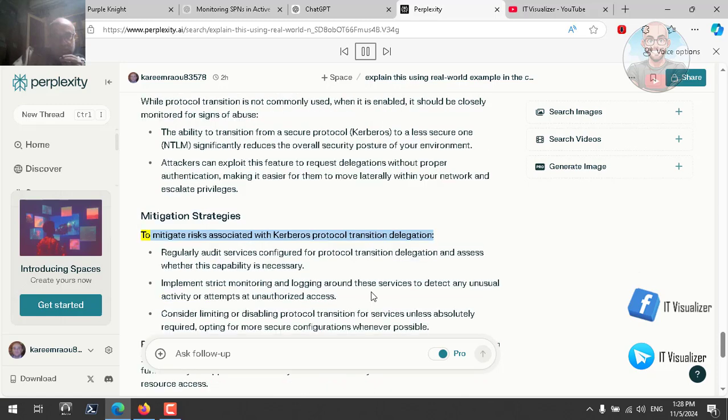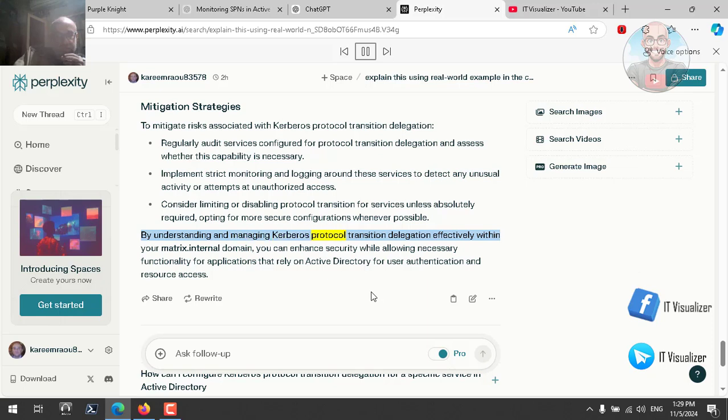Mitigation strategies. To mitigate risks associated with Kerberos protocol transition delegation, regularly audit services configured for protocol transition delegation and assess whether this capability is necessary. Implement strict monitoring and logging around these services to detect any unusual activity or attempts at unauthorized access. Consider limiting or disabling protocol transition for services unless absolutely required, opting for more secure configurations whenever possible. By understanding and managing Kerberos protocol transition delegation effectively within your matrix.internal domain, you can enhance security while allowing necessary functionality for applications that rely on Active Directory for user authentication and resource access.